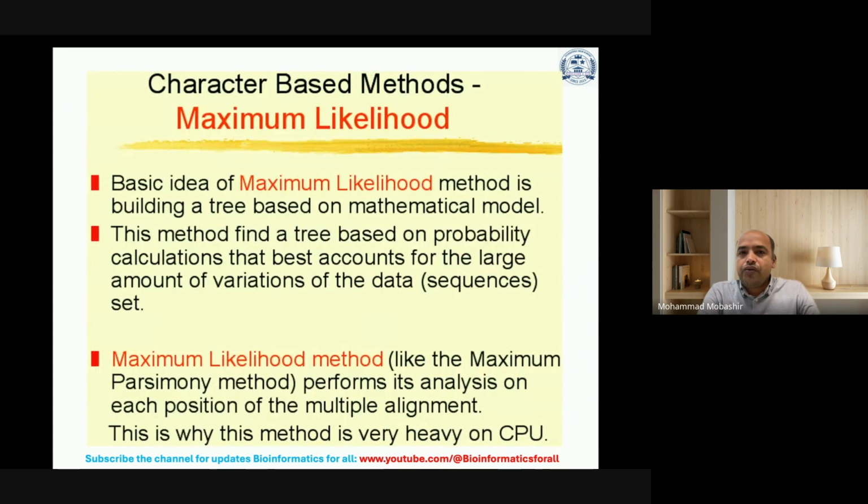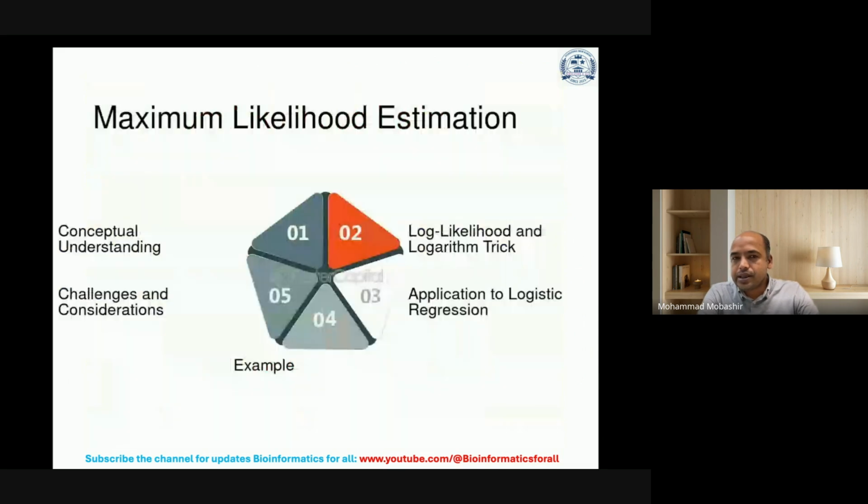If you want to understand the basic idea of maximum likelihood, you need to build a tree based on a mathematical model, where you can find a tree based on probability calculations that best accounts for the large amount of variation in the data or sequence set. It performs the analysis on each position of the multiple alignment, and of course it needs higher CPU capacity.